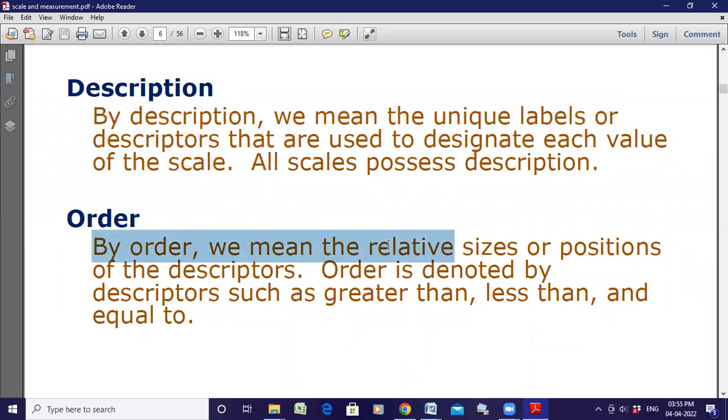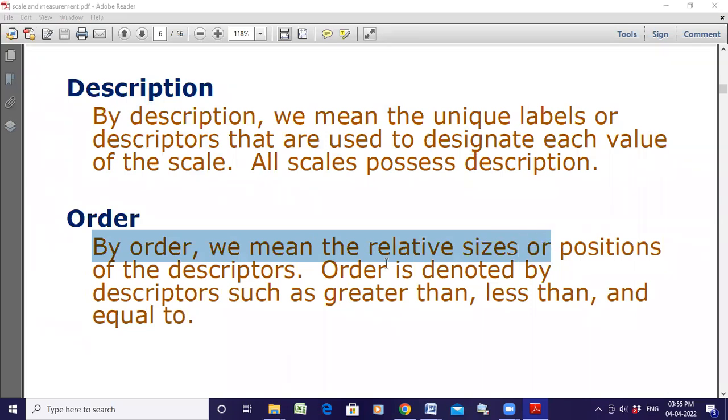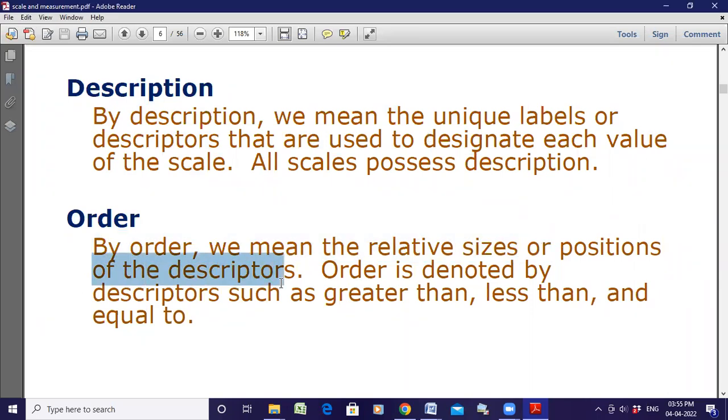By order we mean the relative sizes or positions of the descriptors. Order is denoted by descriptors like greater than, less than, equal to.